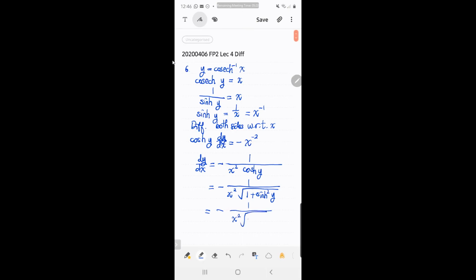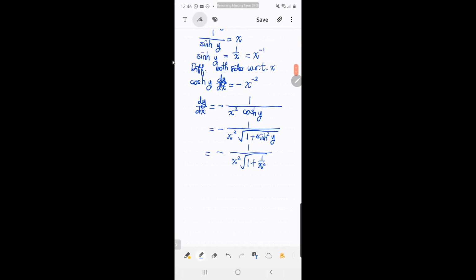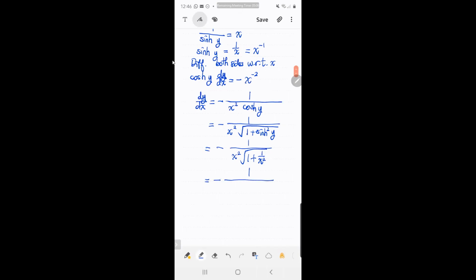Then you have square root of 1 plus. Now sine y is actually 1 over x. So sine squared y means 1 over x squared. So now you can simplify further. Negative 1 over x squared, you copy. Now this one becomes square root of x squared plus 1 over x squared. Simplify further, you get negative 1 over x squared times square root of x squared plus 1 divided by x.